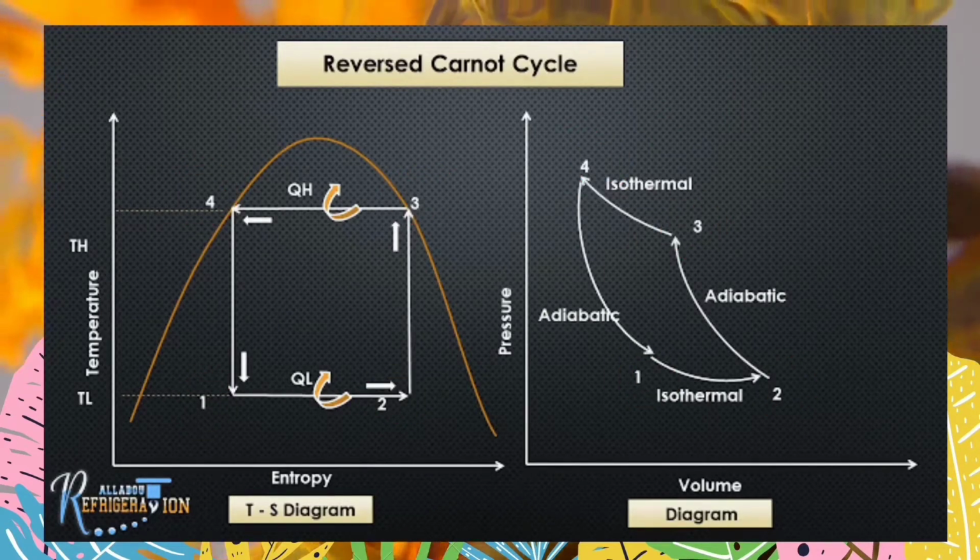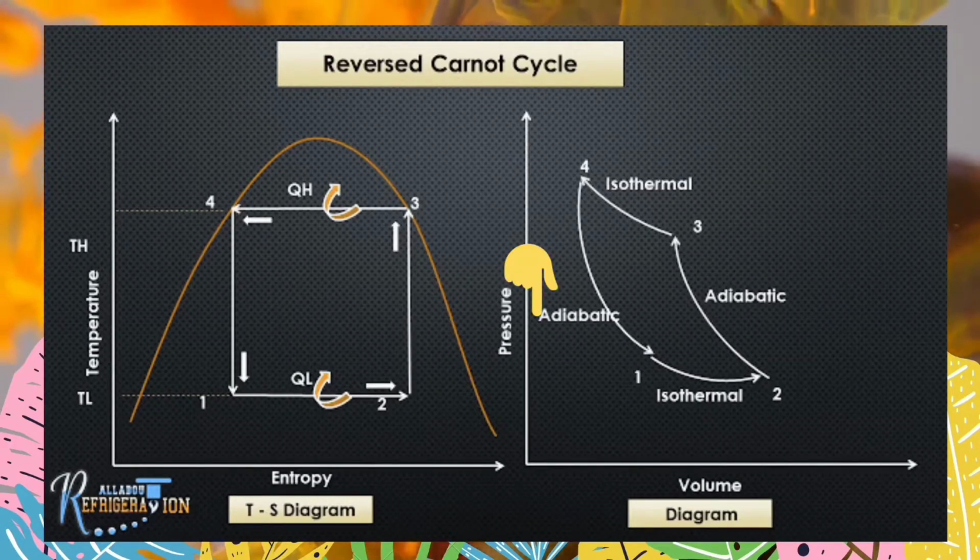The processes in the reverse Carnot cycle are: process 1 to 2, absorption of heat by the working fluid from the refrigerator at constant low temperature TL during isothermal expansion. Process 2 to 3, isentropic compression of the working fluid with the aid of external work. The temperature of the fluid rises from TL to TH. Process 3 to 4, isothermal compression of the working fluid during which heat is rejected at constant high temperature TH. Process 4 to 1, isentropic expansion of the working fluid. The temperature of the working fluid falls from TH to TL.